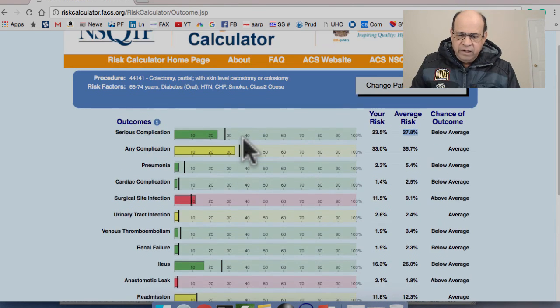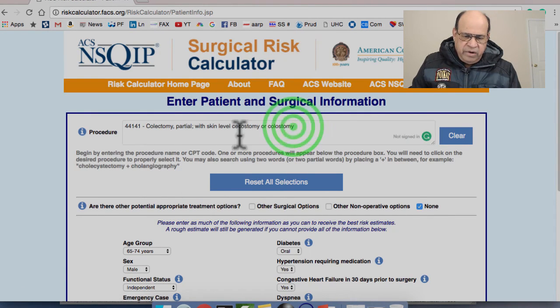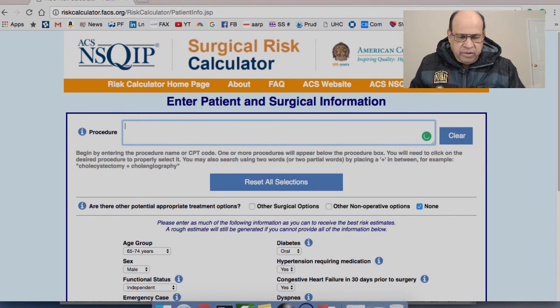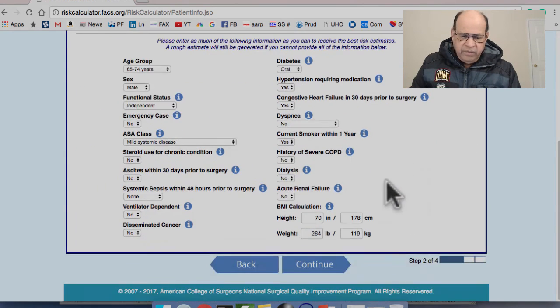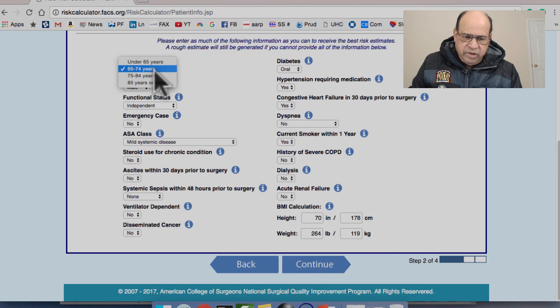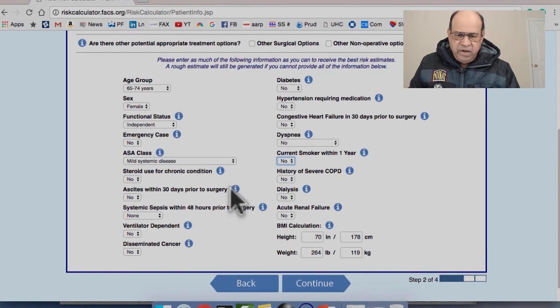Let's go back and let's look at a low-risk surgical patient, all right? Let us say we are dealing with a gallbladder surgery. Cholecystectomy, laparoscopic cholecystectomy, that's better. All right, so let's say this is a young person who is, 65 to 75, is fine, and it's a female, is independent, all these things, and has no history of diabetes, no hypertension. This is a 40-year-old person. You don't expect him to have all these things. No dyspnea, not a smoker, and no COPD, no kidney problem. And let's see what the risk is.